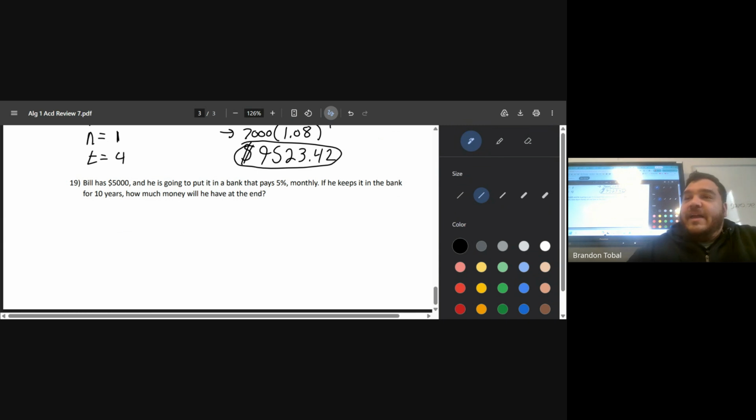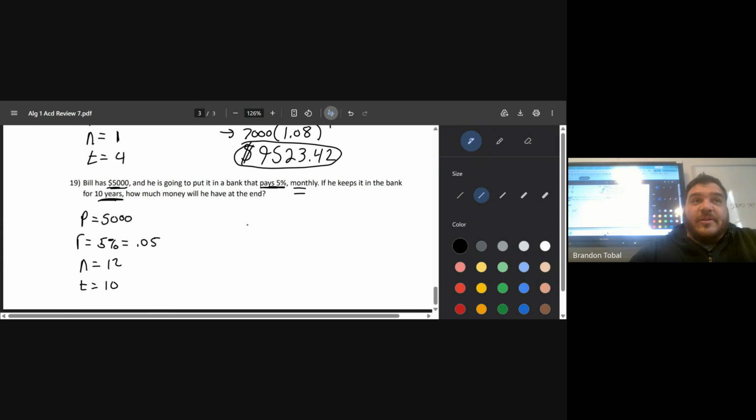All right, one more time for number 19. Bill has $5,000, so I'm putting in $5,000. It pays 5%, so my rate is 5%, but it will become 0.05. Monthly, I know there's 12 months in a year, so monthly is 12. And then it'll be in the bank for 10 years, so T is 10.